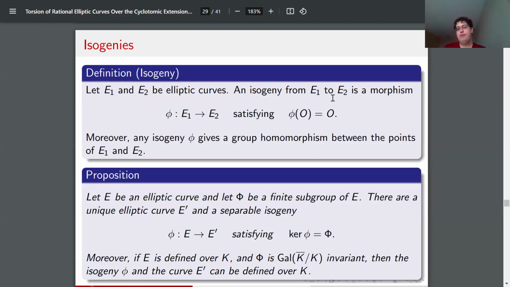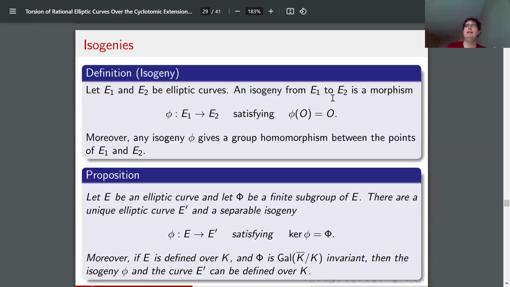Instead, if we have a finite subgroup, then we have an isogeny taking E to E prime, with the kernel of phi being the subgroup. And even better, if E is defined over K and the subgroup is Galois K bar over K invariant, so it's stable, then the isogeny and the curve E prime can be defined over K.